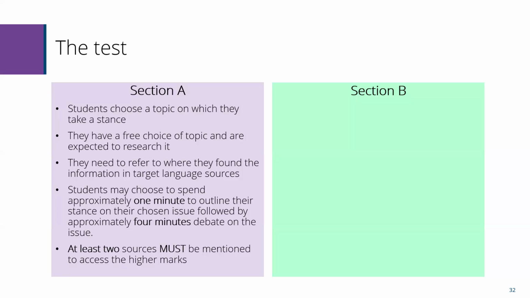So in the presentation element, they say, I'm going to talk about the issue of something. My stance is that I believe that, and whatever it is that they've chosen to talk about. And in order to find out more about this issue, I've looked at this website, I have read this book, I have looked at this newspaper, but at least 2 sources must be mentioned. And it's a good idea to say, I've looked at this website where I found out about, and it said, and I've read this newspaper article that did something and told me something else.